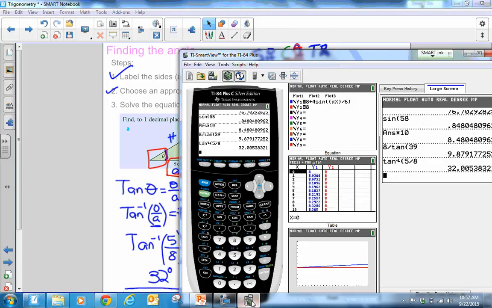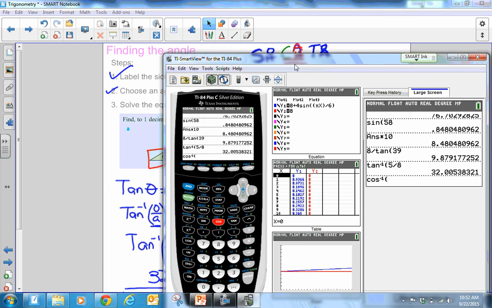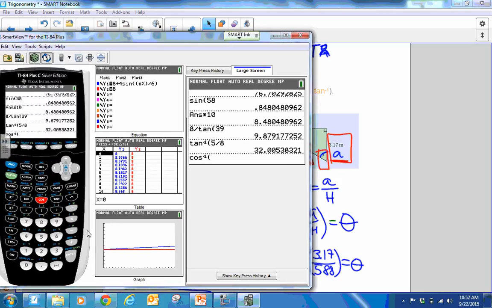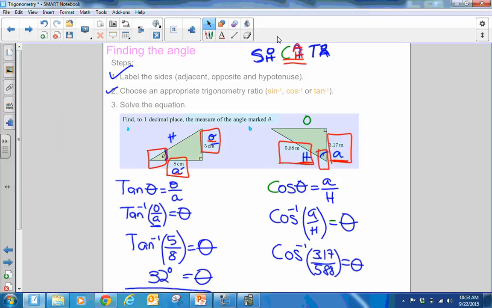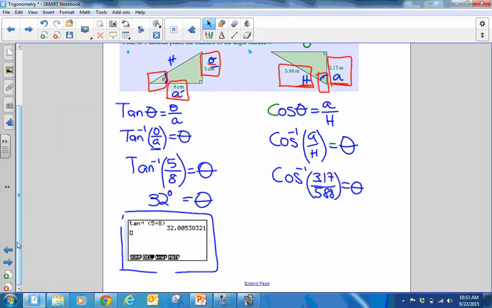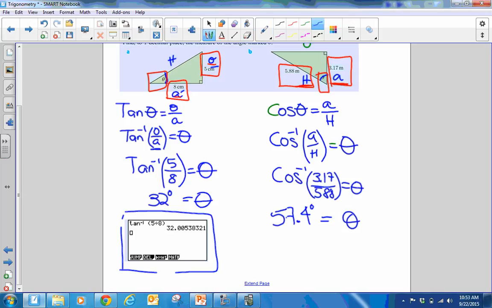So I need to go to my calculator. Let's see if it works. You do shift, then cos, what were the numbers? 3.17 divided by 5.88. And that should give me an angle, and it's 57.4. So the angle is 57.4, and that's how you solve.